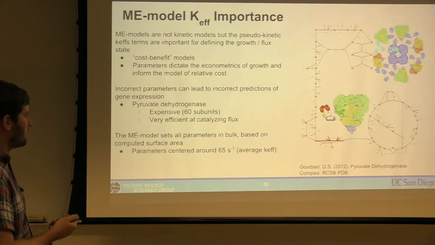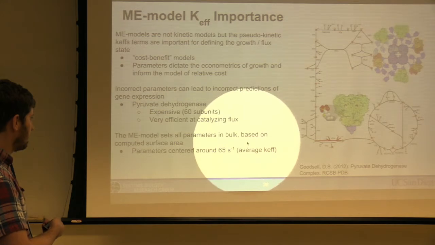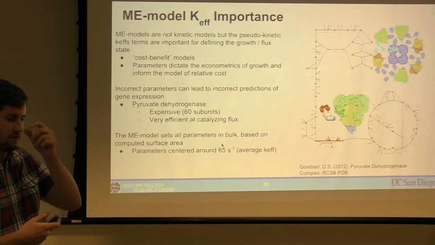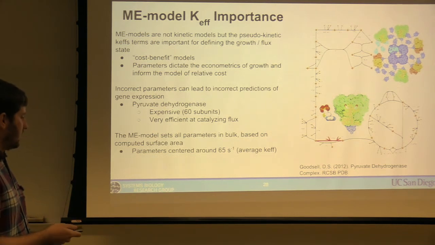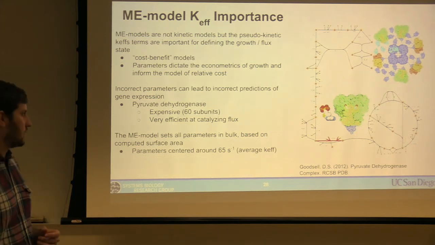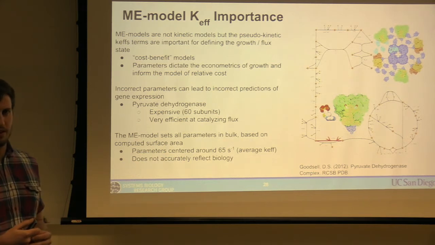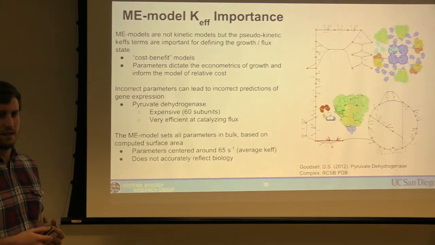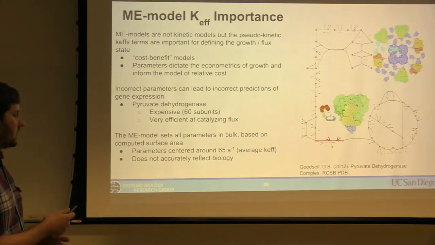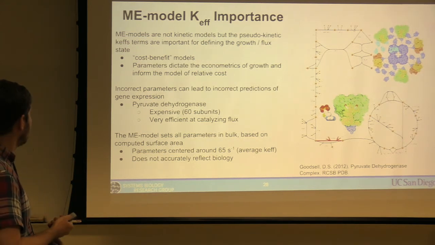In the first ME-models that were developed, we centered all the K-effectives in the network around 65, which is a very rough approximation of the average K-effective for a metabolic reaction. And then we scaled it based on the solvent accessible surface area of each of the proteins. This really does not accurately reflect the biology of the system, so it's not a great assumption. So we started looking into this a little bit further and trying to optimize the way we parameterize the model.